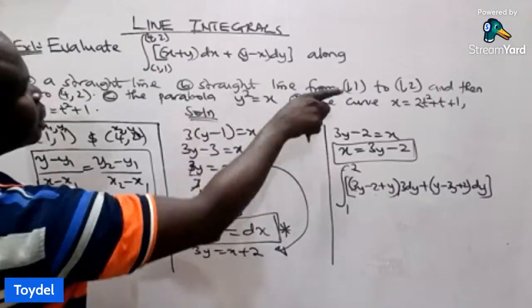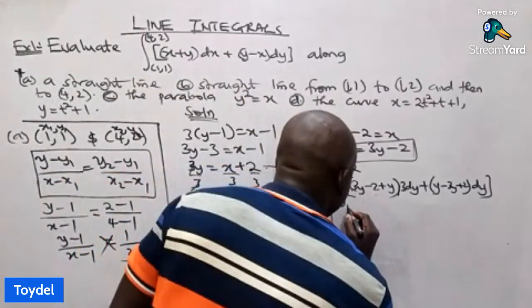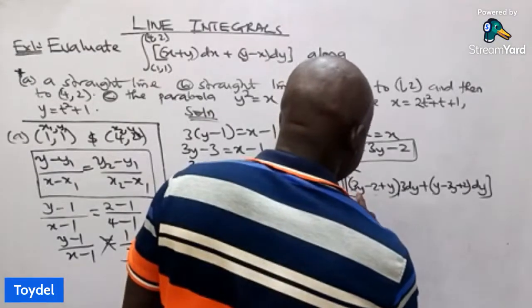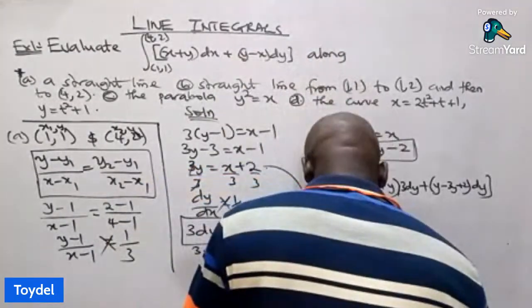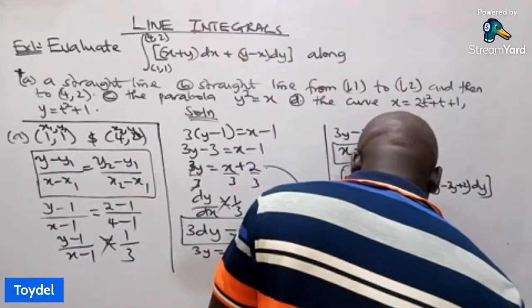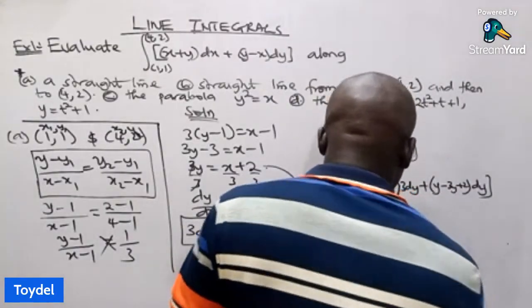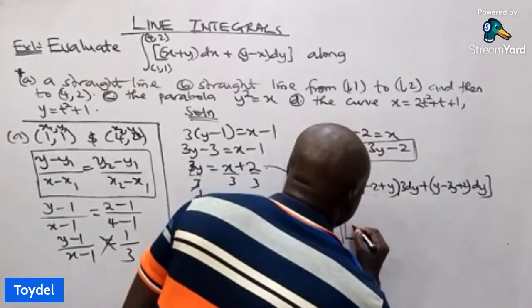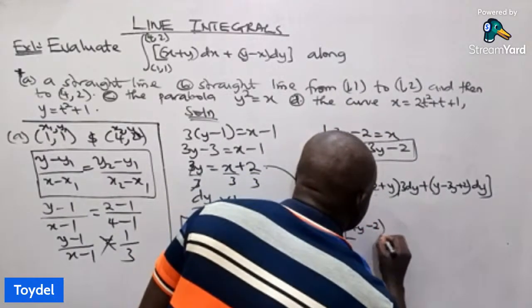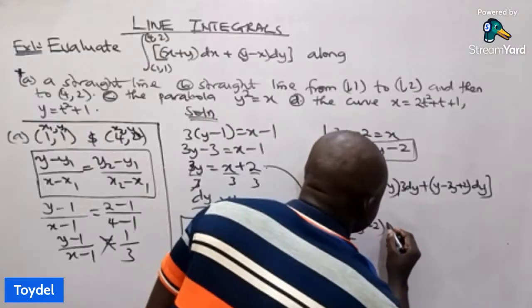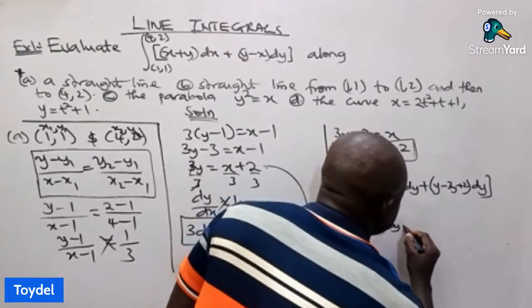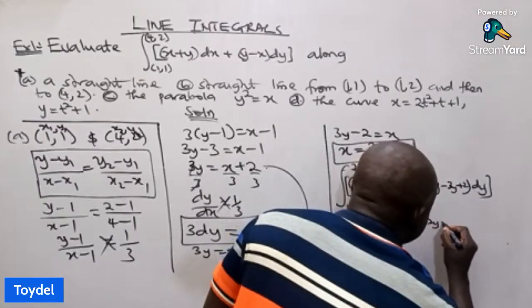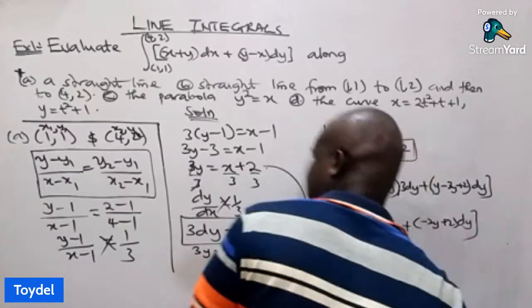Then you substitute everything. From here we are going to have the integral into brackets 3y plus y, that is 4y. So here, this is what we are going to get. We are going to have 4y minus 2 multiplied by 3 dy, plus here we are going to have minus 2y plus 2 dy. That's what we are going to get.